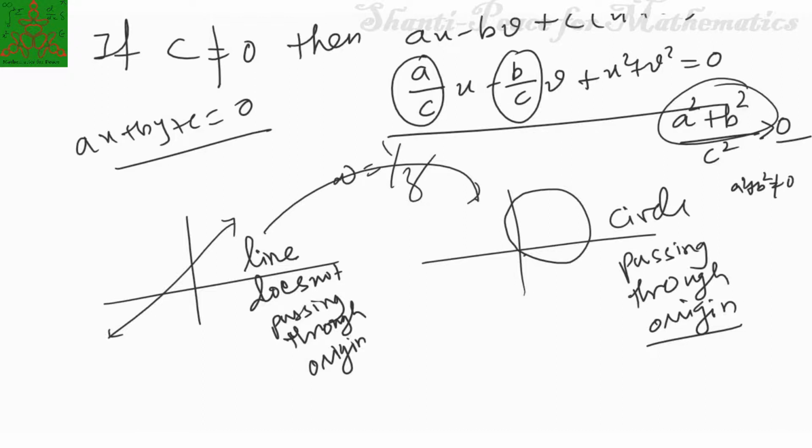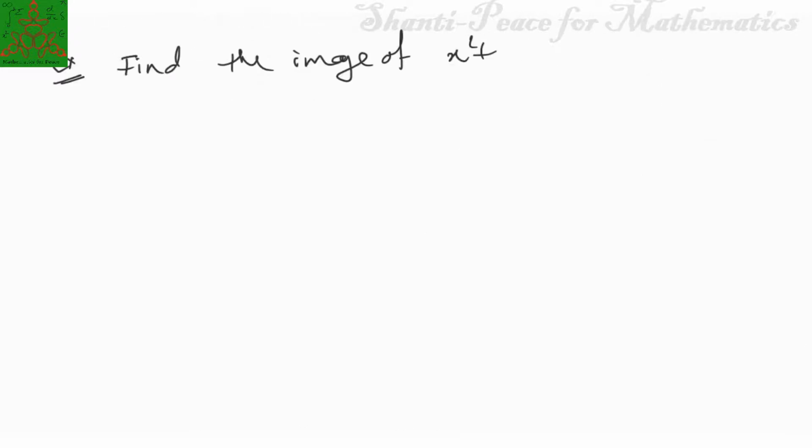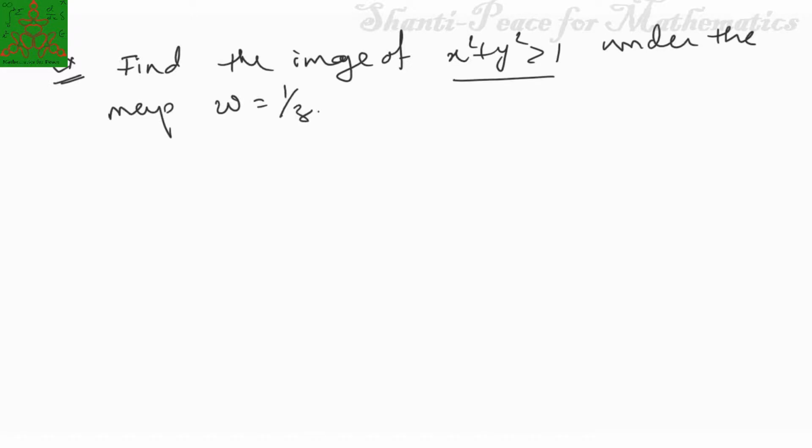Let's move forward to the next example. Find the image of x square plus y square greater than 1 under the map, or transformation, w is equal to 1 upon z. So the question is to calculate what is the image of x square plus y square greater than 1. Let us try to see that.